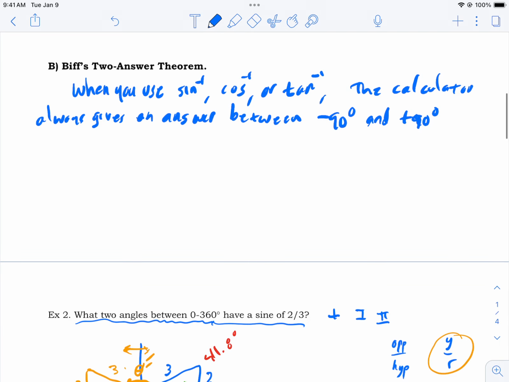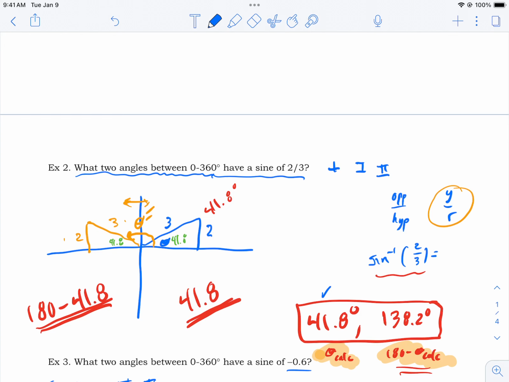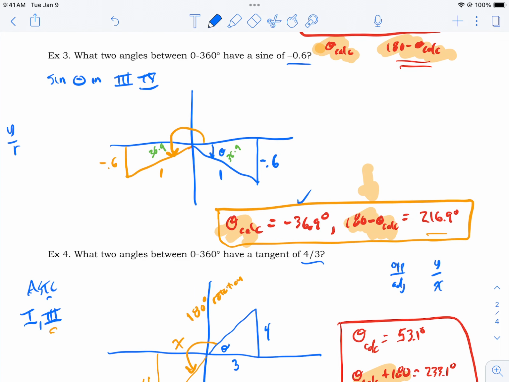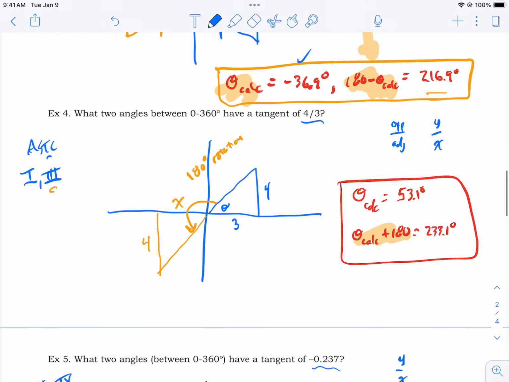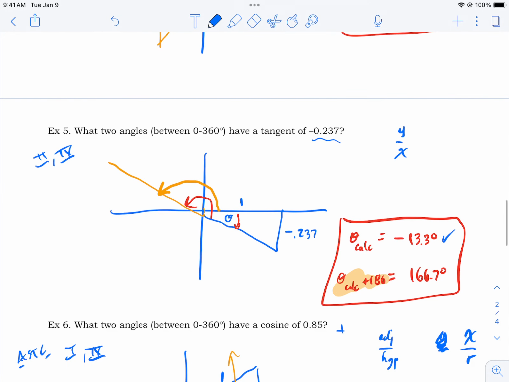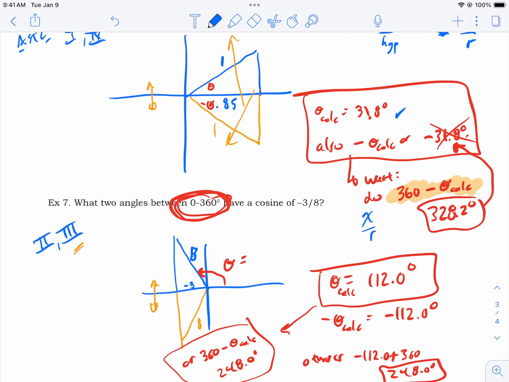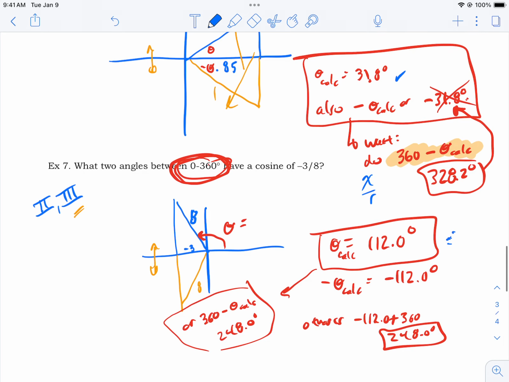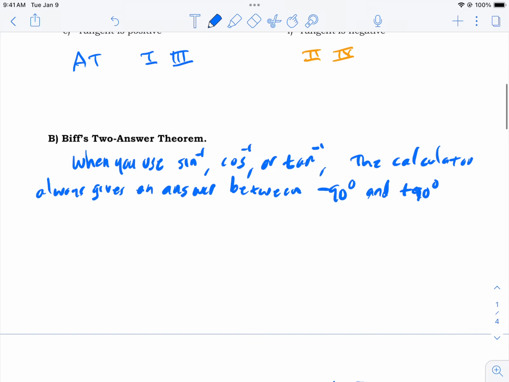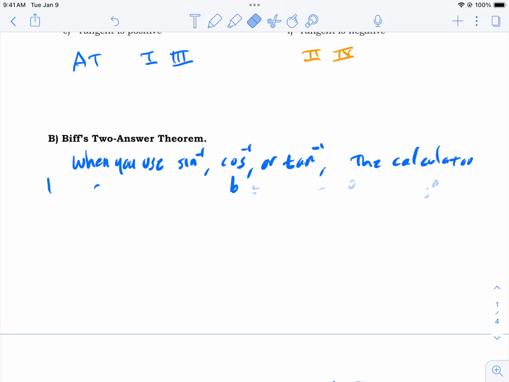Let's just double check that here. So here the calculator said 41.8. Yep. Here the calculator said negative 36. That's between negative 90 and 90. Yep. Here it gave 53. Yep. Here it gave negative 13, again between negative 90 and 90. Here it gave 31. Here it gave, oh, I guess it didn't always, except for cosines. So I'll say usually. In fact, let's say this a completely different way. The calculator gives you one answer, but there's another one.